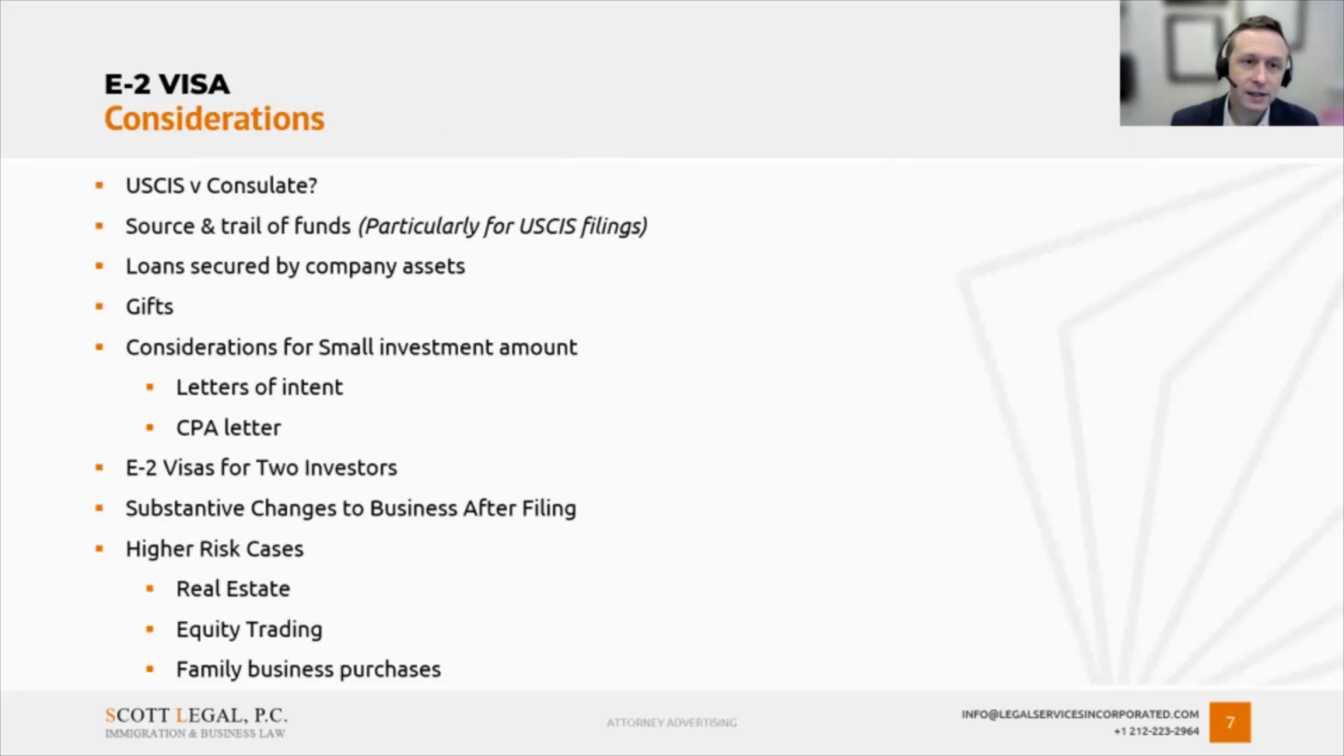So a few additional considerations. Yongki talked about a number of these, so we'll just walk through these again because I do think they're worth emphasizing. The first, should you apply through USCIS or a consulate?